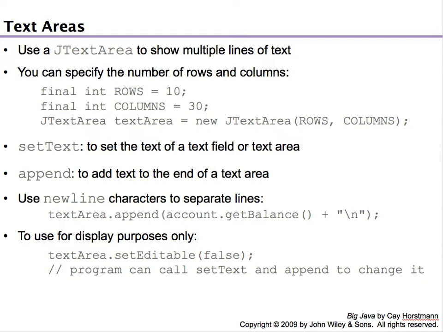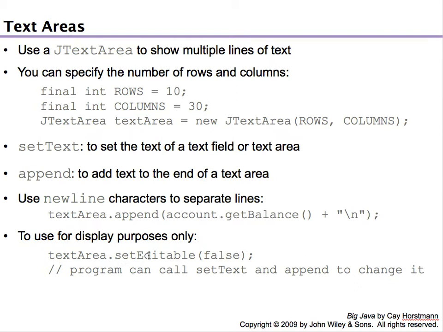The difference is that a text area represents a larger area, while a text field represents only one line. So in the text area, you provide the number of rows and the number of columns to specify how big or small you want the text area to be. You can add text to the text area by calling setText. You can also call append. So if the user is typing in the text area, or if you want to get output and append it to the existing text, you can use append. You can use the new line characters in order to separate lines in the text area.